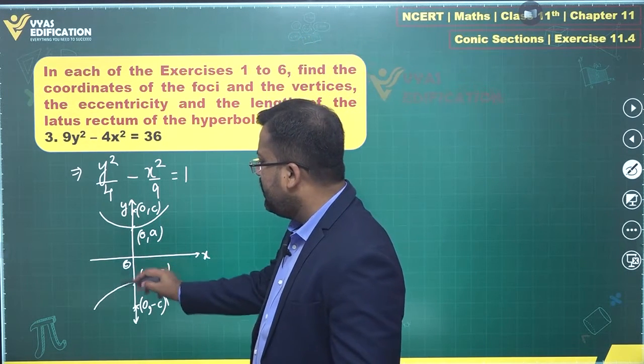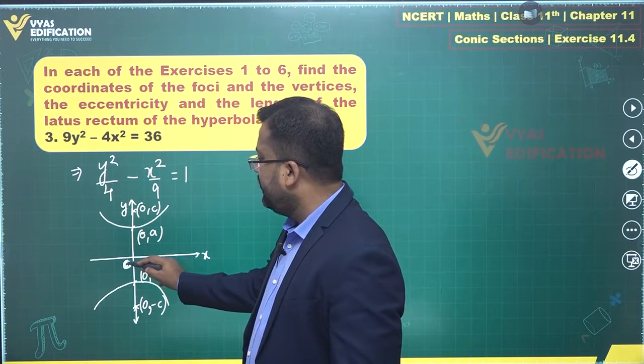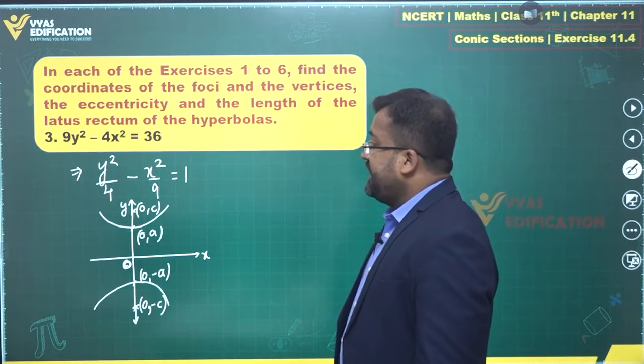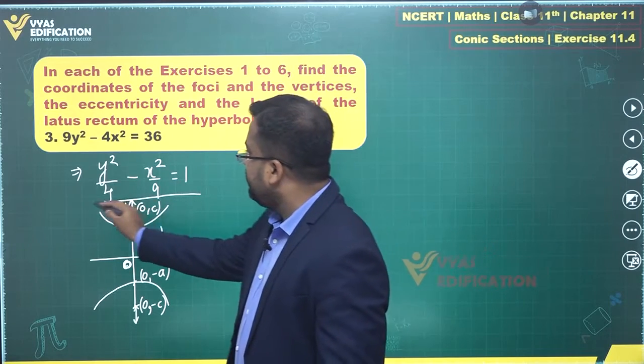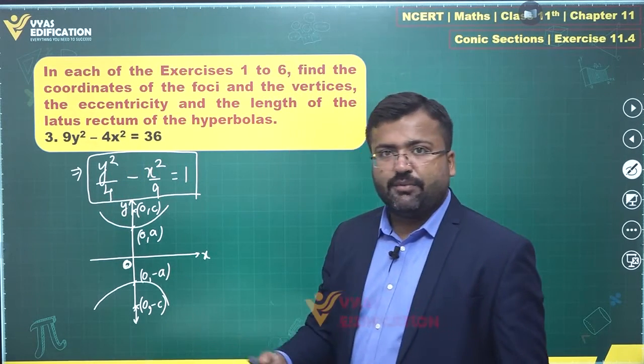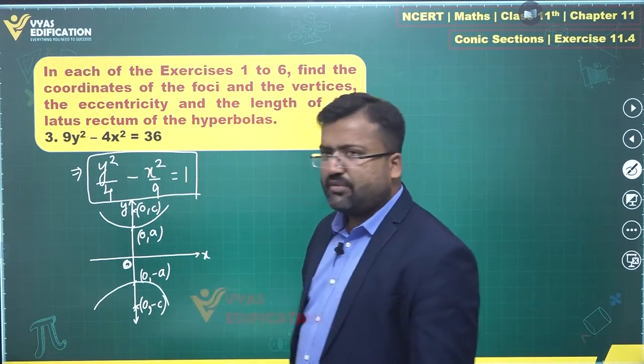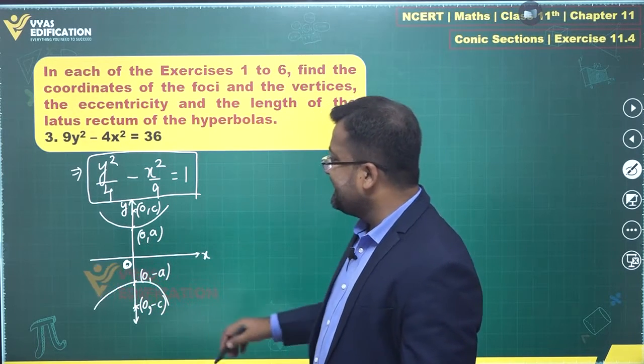This is the origin, or it is the center as well of the hyperbola, right? That's what you have. What else? From the equation, by comparison to the standard form, y square upon a square minus x square upon b square equal to 1. And this is a diagram for that.